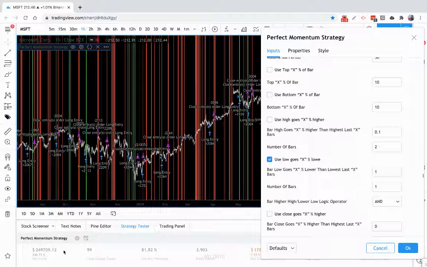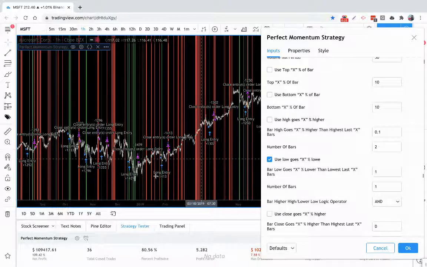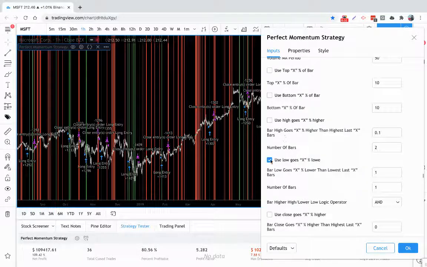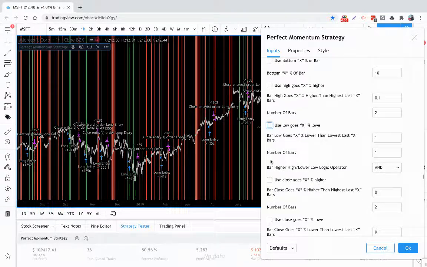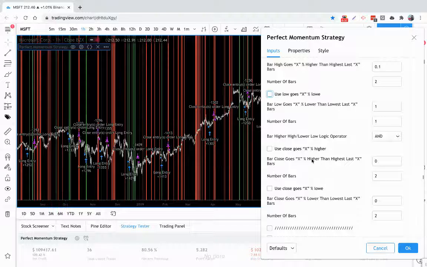Let's see if that helps our strategy out a little more. Not so much helpful there, but nevertheless took a lot less entries out. So more price action things that can be experimented with and used. You also have close goes X% higher or X% lower, which you can use.